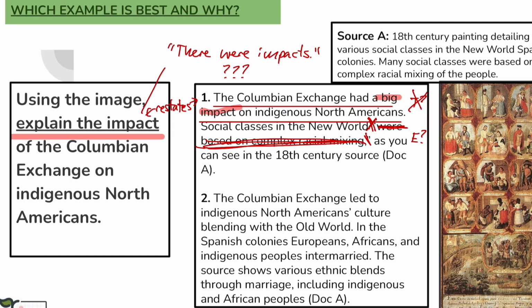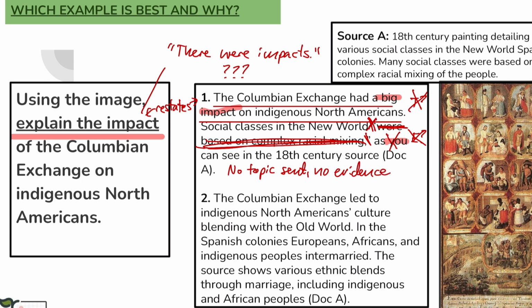So here's how it reads now. Social classes in the New World, as you can see in the 18th century source. Yeah, that's not even a sentence, and it doesn't explain the main idea. It says social classes in the New World. Okay, what about them? As you can see, you, that's second person. We don't use that. It's not the job of the reader to interpret the documents. You can't just leave it vague and say they're going to know what I'm talking about because they read the document. You have to explain it to me.